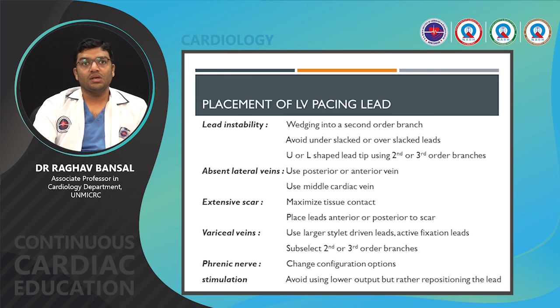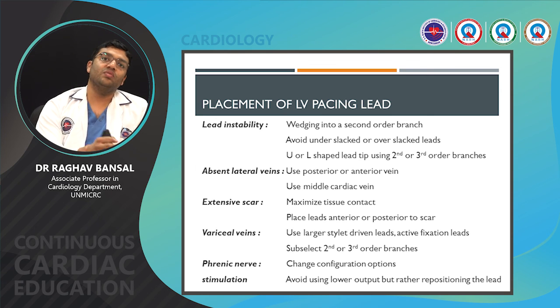If there are absent lateral veins, we have already discussed that you should try to look at the septal veins, the posterior and the anterior interventricular vein, and try to find if there are lateral branches. If there are none, then you are doomed. You will have to send the patient for an epicardial LV lead implant.